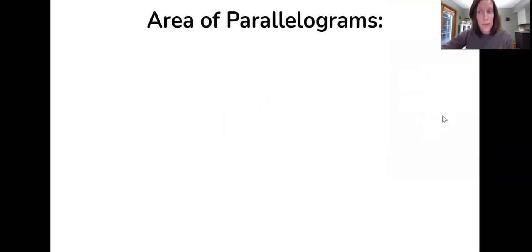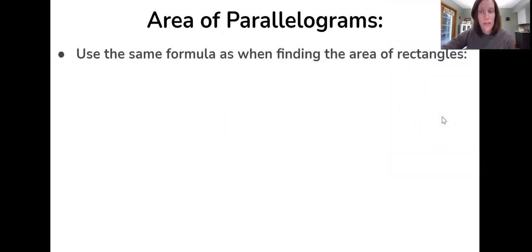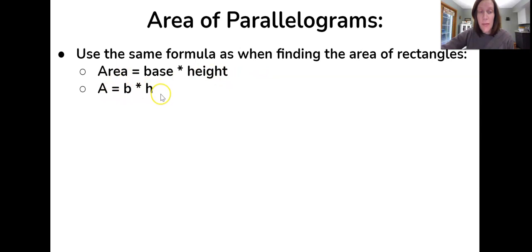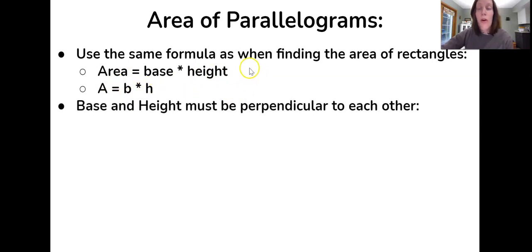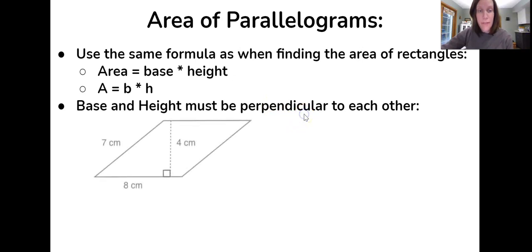Now parallelograms look a little bit different than rectangles. But when we're finding the area of parallelograms, we use the same formula. Base times height. Area equals base times height, or little b times little h. The one thing we have to be careful of with parallelograms is that we make sure that we're using the base and the height that are perpendicular. So what that means is they make a right angle, a 90-degree angle.